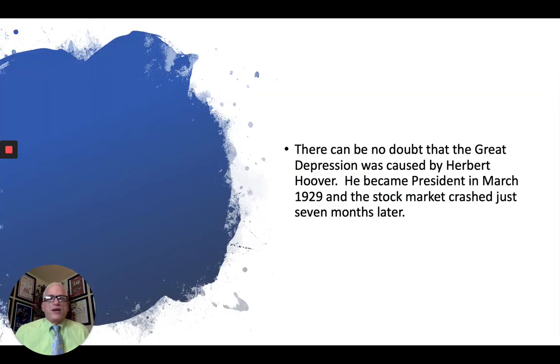There can be no doubt that the Great Depression was caused by Herbert Hoover. He became president in March 1929, and the stock market crashed just 7 months later. What do you think? Post hoc ergo propter hoc. Just because the Depression happened after he became president doesn't mean that he caused it.